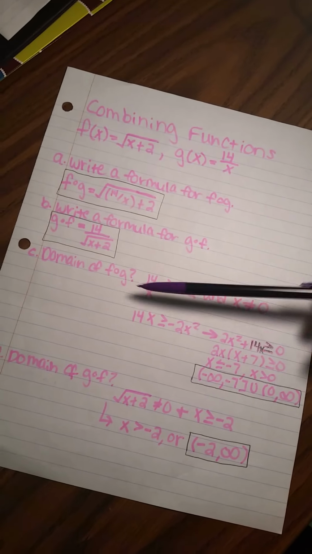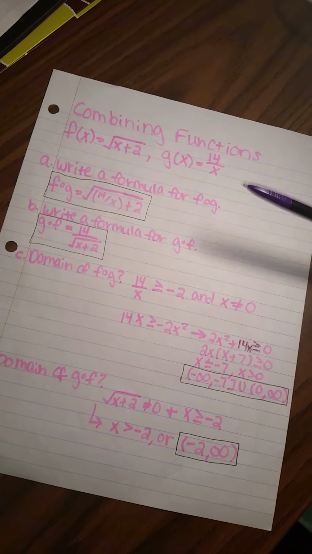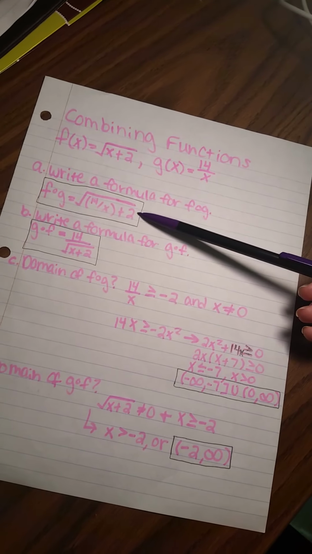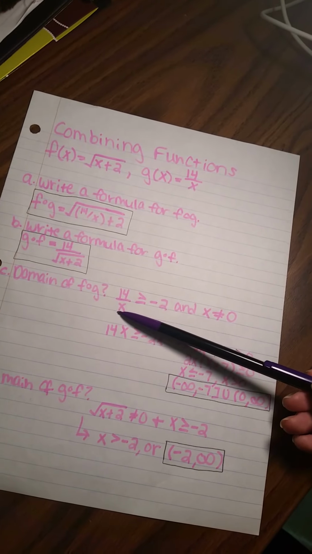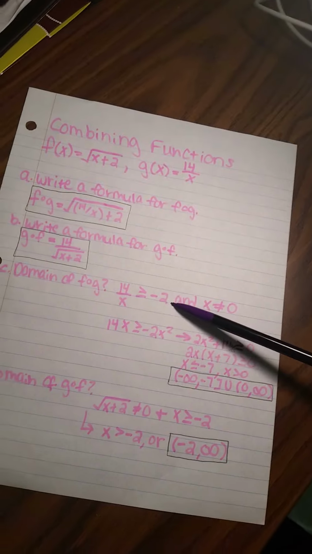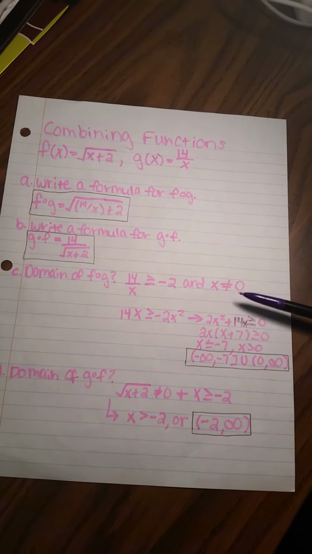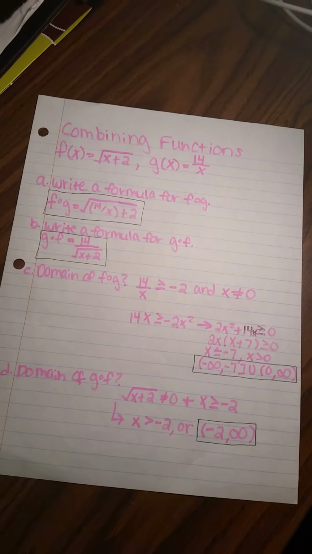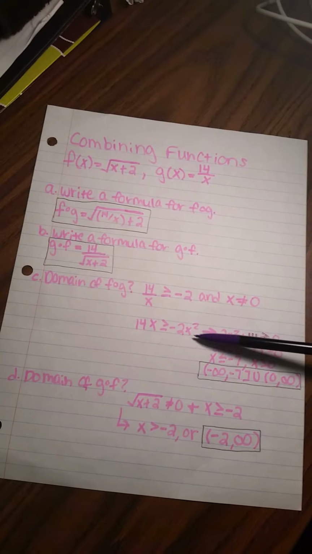In order to find the domain of f composed g, as asked by part C of this problem, we simply set this equal to 0, and we can see that 14 over x has to be greater than or equal to negative 2, and that x cannot be equal to 0, as x is in the denominator. We see that 14x also has to be greater than or equal to negative 2x squared.